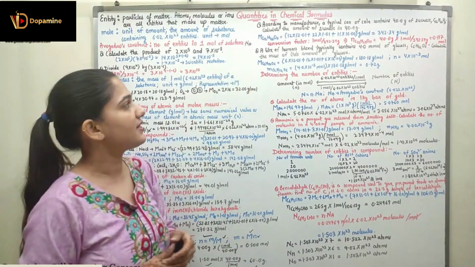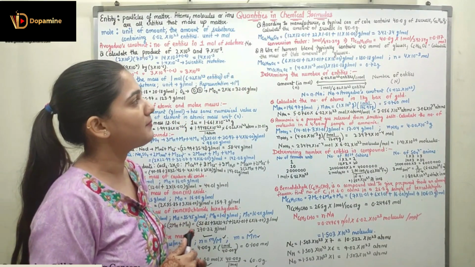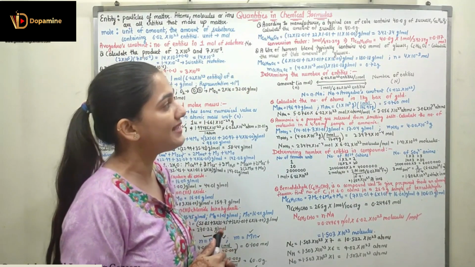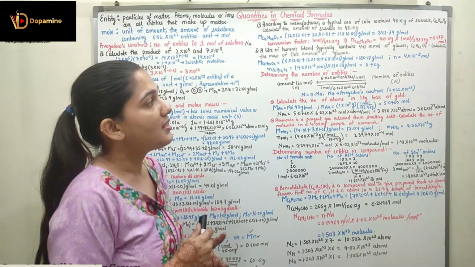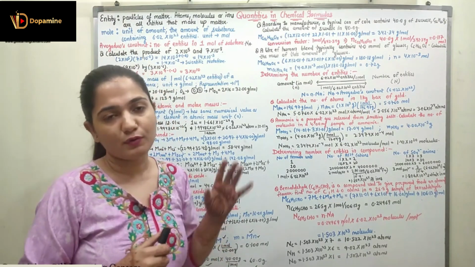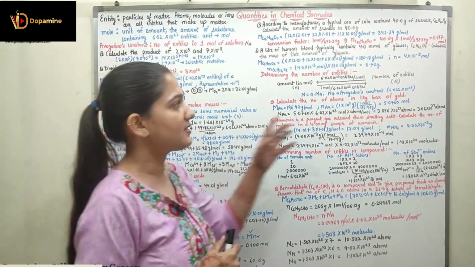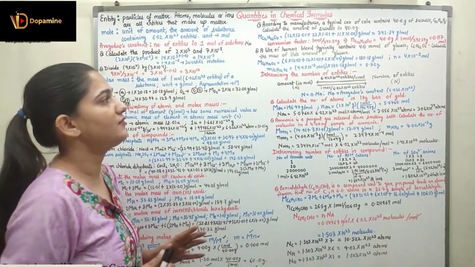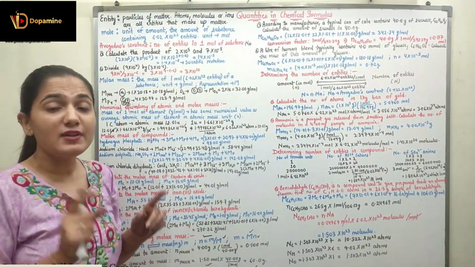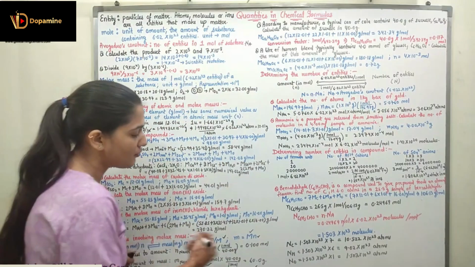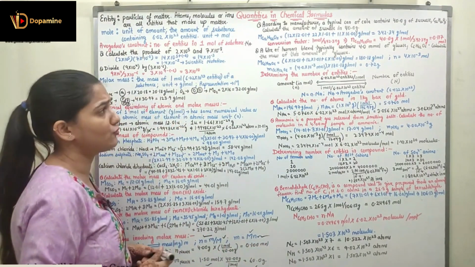Now coming to the next question, which states, a liter of human blood typically contains 4 millimole of glucose, C6H12O6. So the glucose formula is also given, C6H12O6. Calculate the mass of this amount of glucose. We have to calculate the mass. Which formula are you going to use? This formula you are going to use.